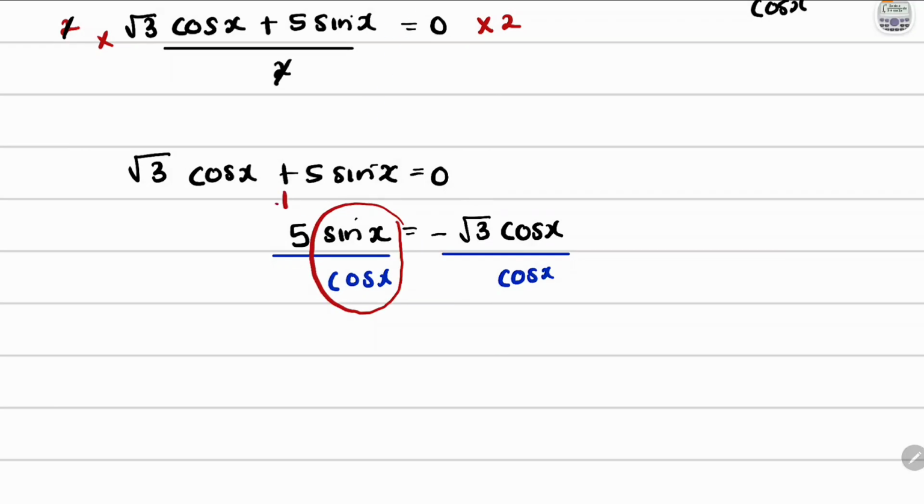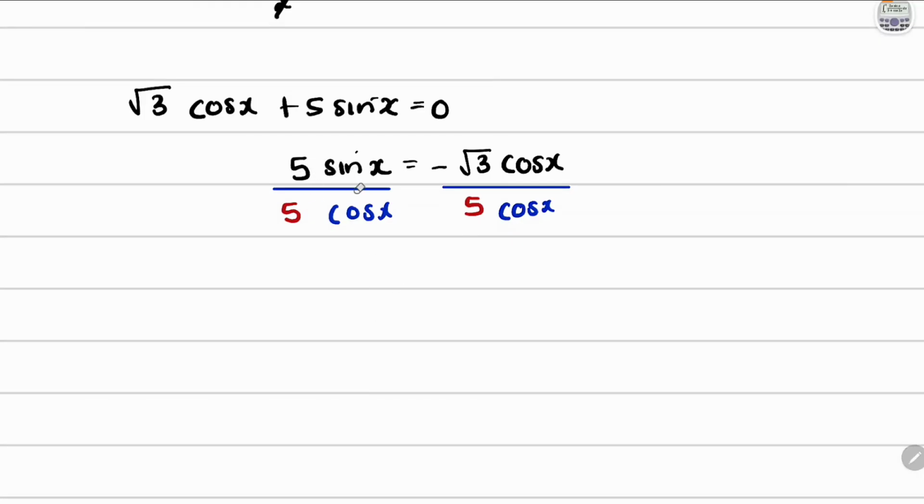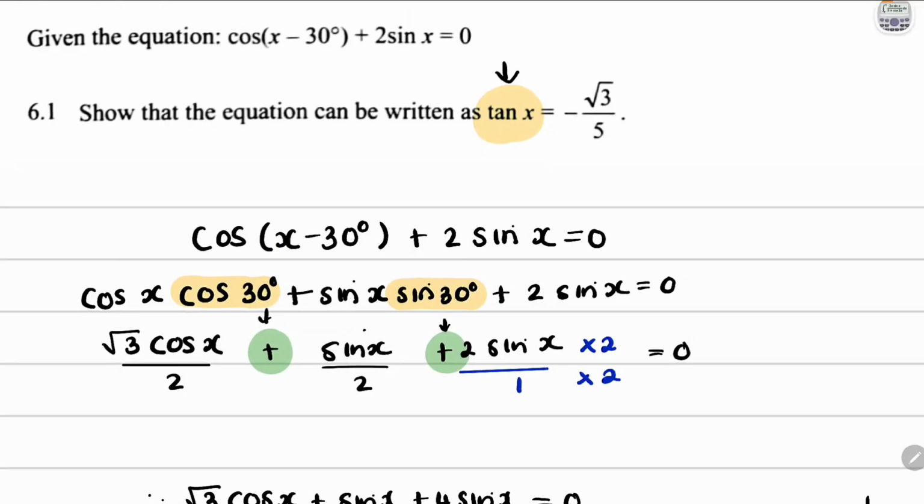It means that this number 5 needs to also leave. So along with dividing both sides by cos x, we'll also divide both sides by 5 so that that 5 can leave the right-hand side. Okay, so now what we will have here is the 5's cancel. Sine x over cos x gives you tan x. And then this is equal to, you see that cos x and cos x cancel here. So you have negative root 3 over 5. And that's what happens. Okay, so that's actually how they did that. That's how they made this expression look like that.